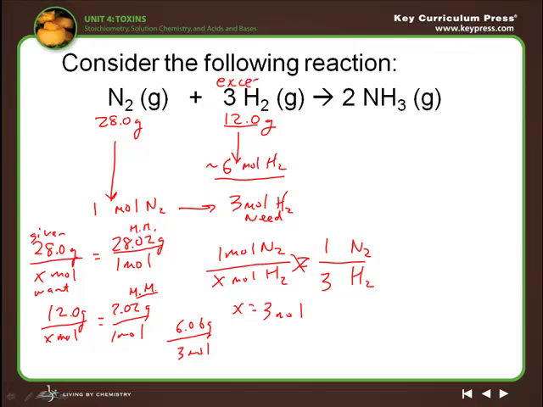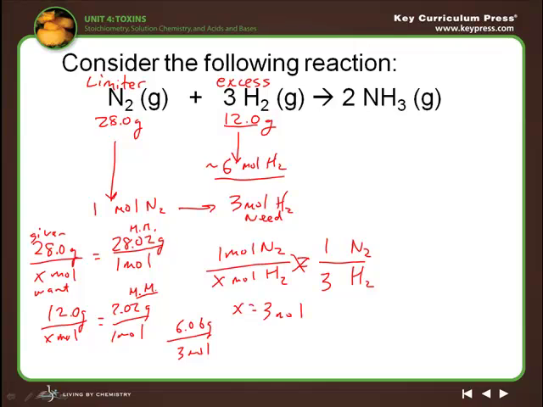So this is called excess. Now, the nitrogen would be called your what? Your limiter, your limiting reactant. So nitrogen is the limiter because you need only 3 moles of hydrogen per 1 mole of nitrogen in this reaction.